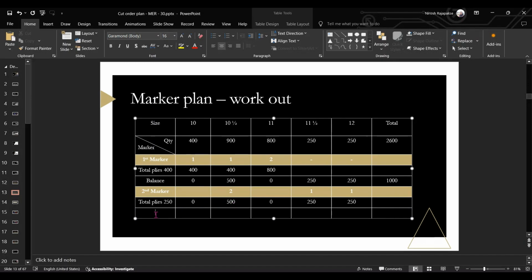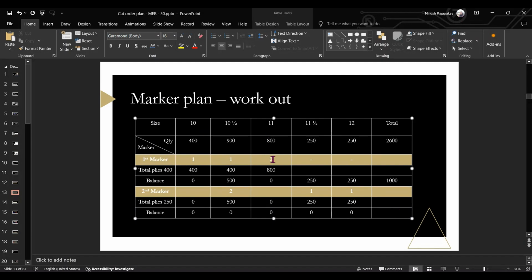And what's the balance now? Balance here 0. Here earlier the balance quantity was 500. Out of that we cut 500. Now 0 balance. Here 0. Here it was 250 earlier, and we cut 250, now it's 0. Here we had 250, cut 250, the balance is 0. Now this is the way that you should work it out.